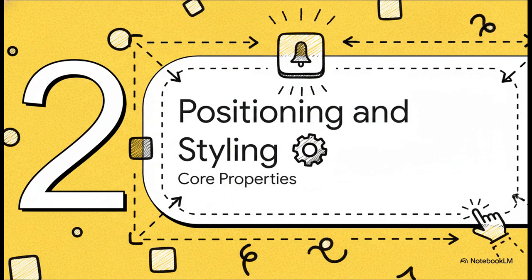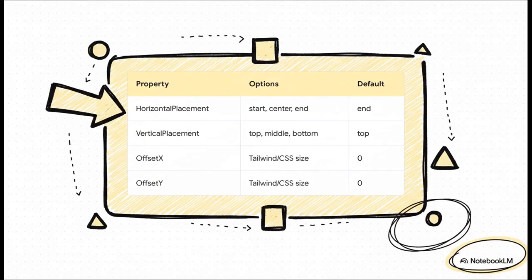Okay, so how do we get this little guy to sit where we want and look how we want? Well, its flexibility really boils down to just a few core properties for positioning and styling. Let's break those down. The most important thing to know is that you have total control. You can tell it exactly where to go. Horizontally, you can stick it at the start, center, or end. Vertically, you've got top, middle, or bottom. And if that's not enough, you can even use offsets to nudge it just a few pixels here or there to get it absolutely perfect.